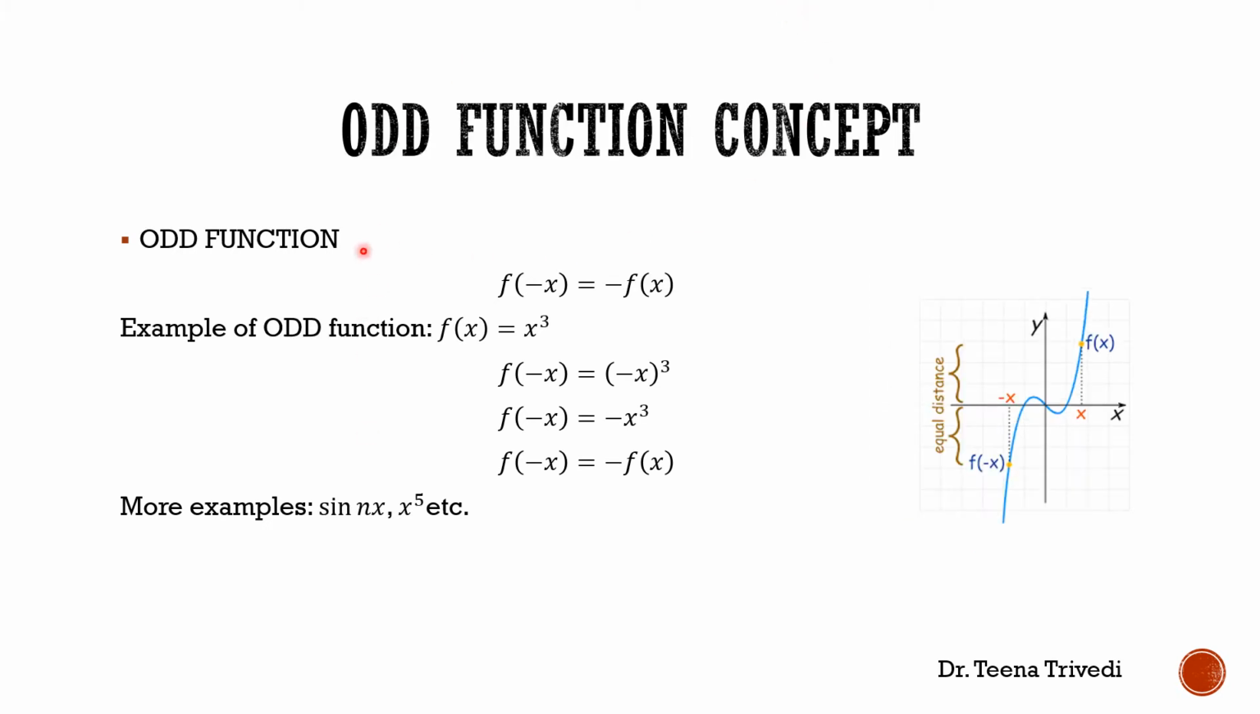The odd function concept is when you put f of minus x, you get negative f of x. An example of an odd function is x cube. When you put minus x cube, you get minus of x cube, so f of minus x is equal to minus f of x. You can see the graphical view of an odd function. More examples are sin nx or x raised to power 5. These are odd functions.